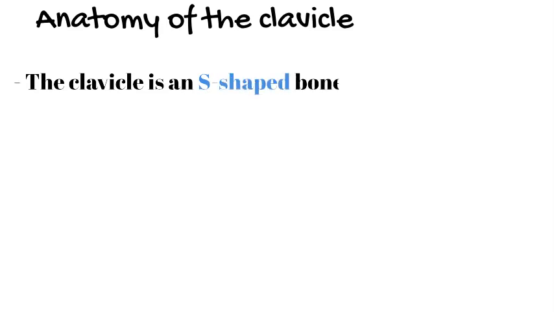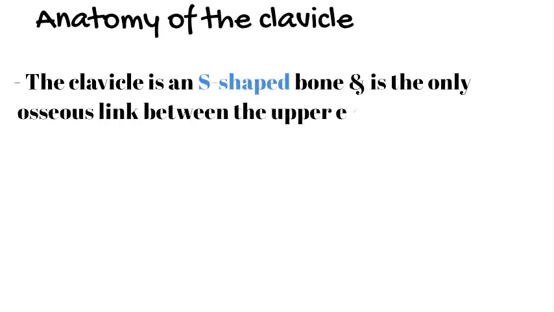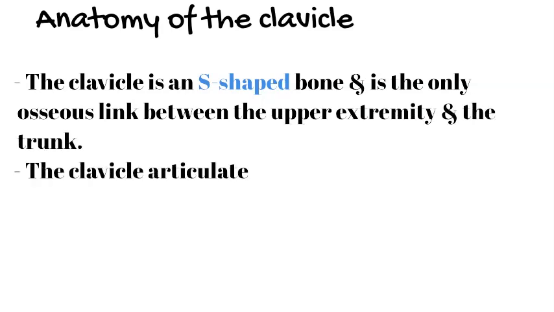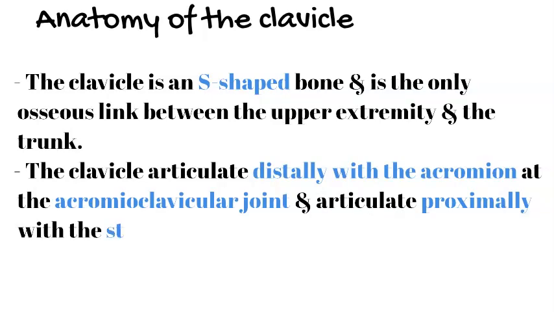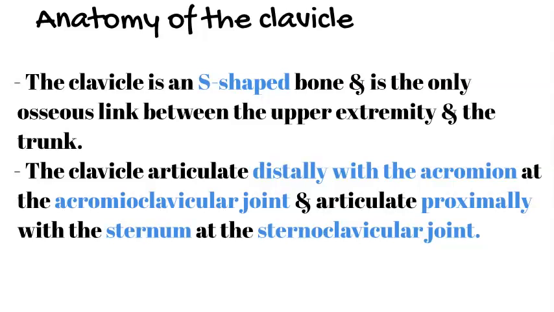Anatomy of the clavicle. The clavicle is an S-shaped bone and is the only osseous link between the upper extremity and the trunk. The clavicle articulates distally with the acromion at the acromioclavicular joint and articulates proximally with the sternum at the sternoclavicular joint.